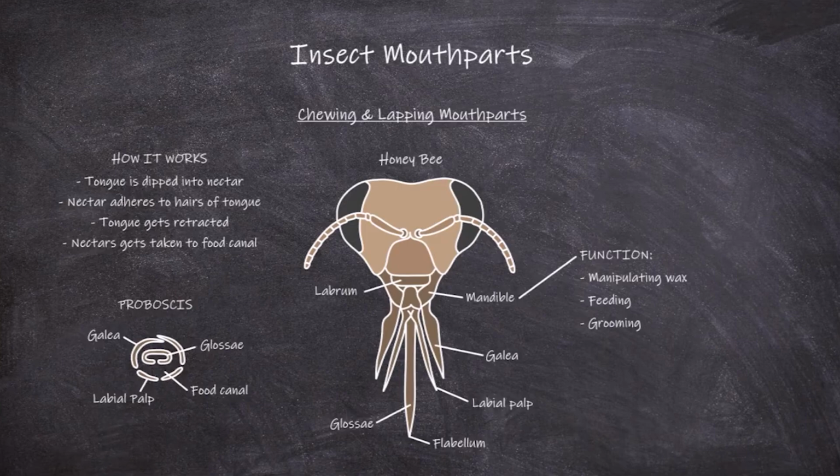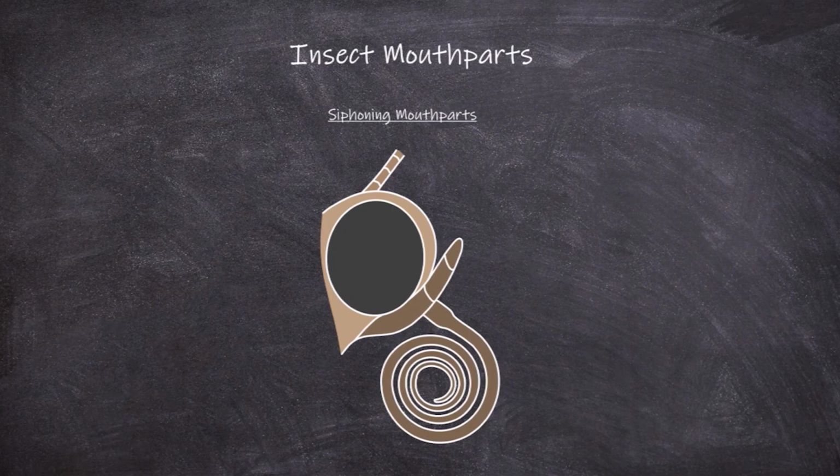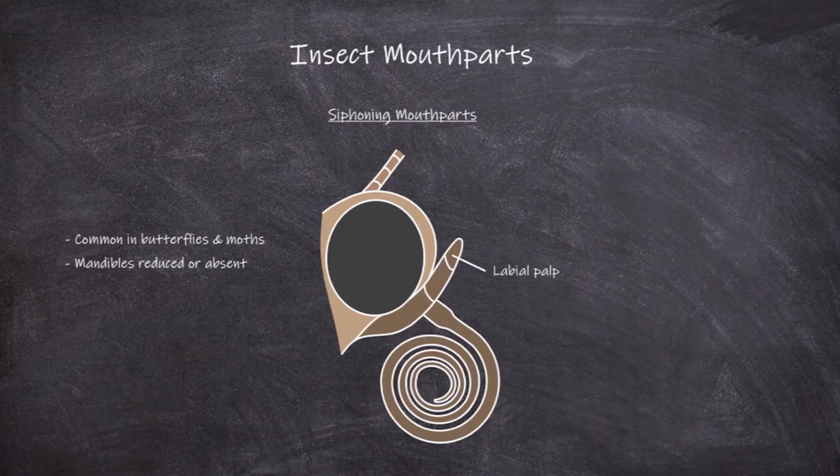Another type of variation in insect mouthparts are those specialized for siphoning. This is the common mode of feeding used by most moths and butterflies from the order Lepidoptera. In these insects, the mandibles are usually greatly reduced or completely absent. The paired labium are still present on each side of the head and bear labial palps. The hypopharynx is absent, as is the epipharynx. The galea of each maxilla are greatly elongated and modified to form the proboscis.